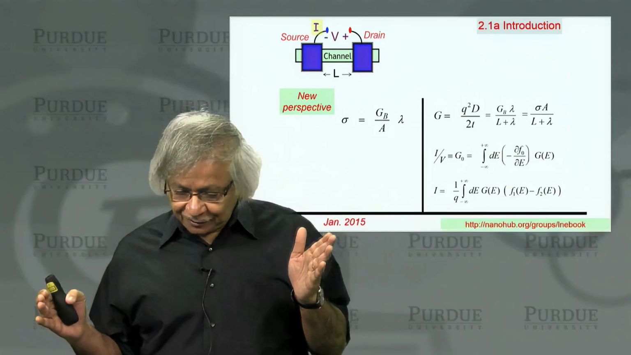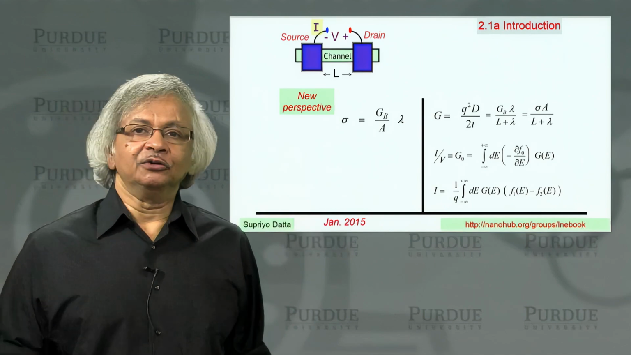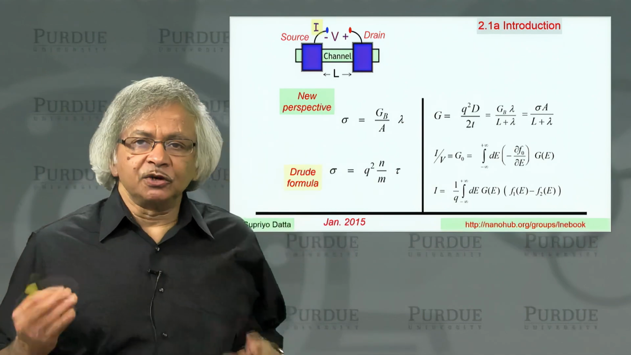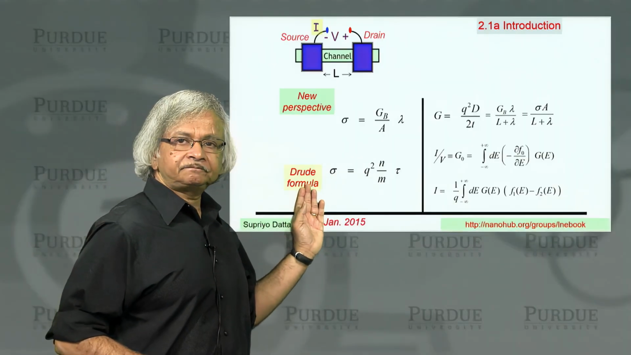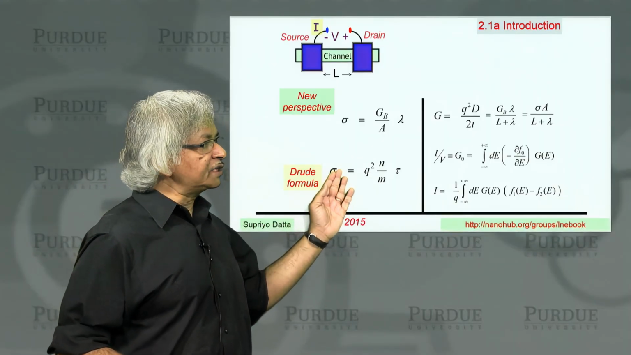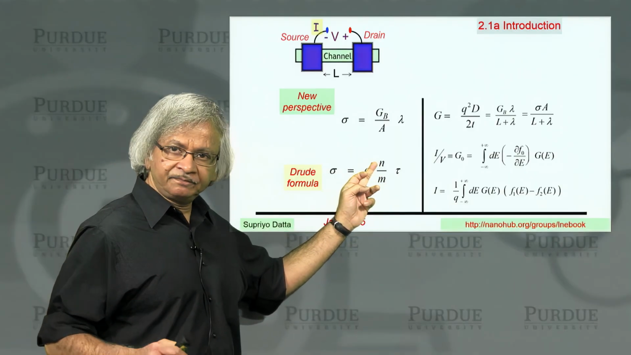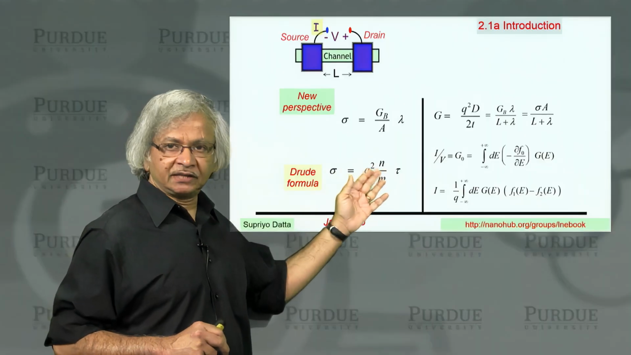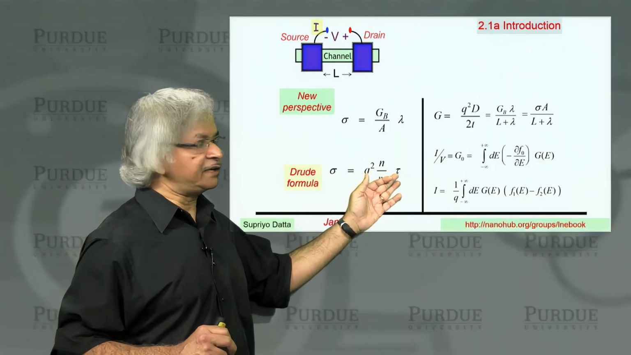And we can contrast this with the old perspective, or the one that you have probably seen in freshman physics. Most textbooks would start with something like this, the Drude formula. And here you'll notice the conductivity depends on what you call the free electron density. And in Unit 1, we talked a little bit about the subtleties involved here. And there's this effective mass, and there's the mean free time.